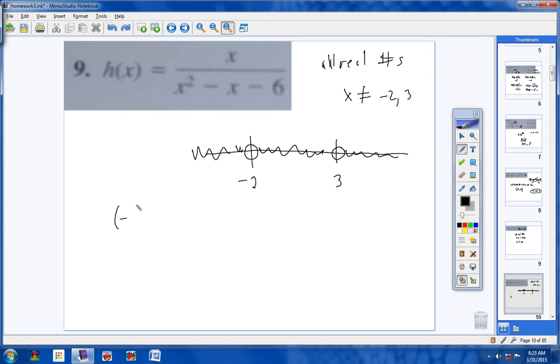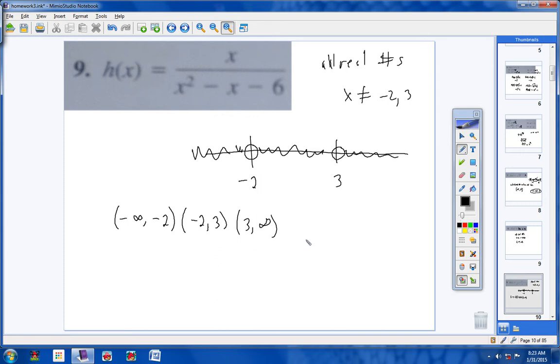If you're going to use interval notation, you would say negative infinity, because it goes on and on. Negative infinity all the way to negative 2, but it's a parenthesis, doesn't include negative 2. Then it goes from negative 2 to 3, parentheses, and then it picks up after 3 and goes on to positive infinity. So there's interval notation.